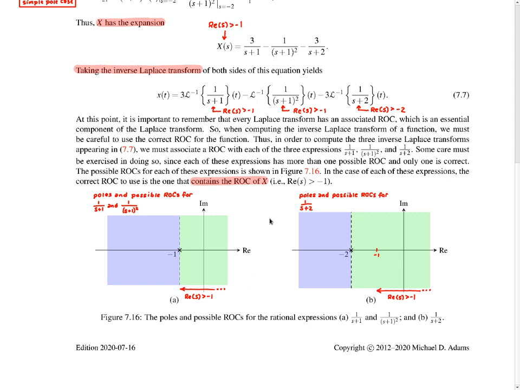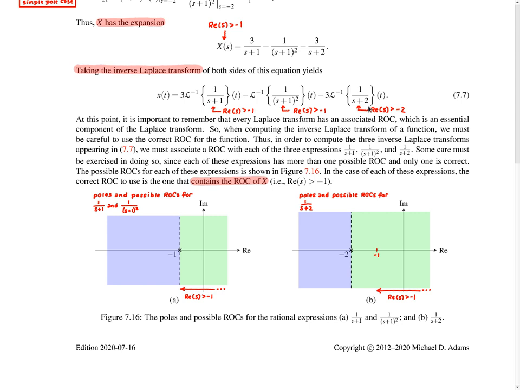Now we continue from where we left off previously. We had just found the partial fraction expansion of big X, which is given here. Taking the inverse Laplace transform of this equation with the help of the linearity property of the Laplace transform, we obtain this equation here, equation 7.7. In this equation we have three inverse Laplace transforms to compute: the inverse Laplace transform of 1 over s plus 1, 1 over s plus 1 squared, and 1 over s plus 2.